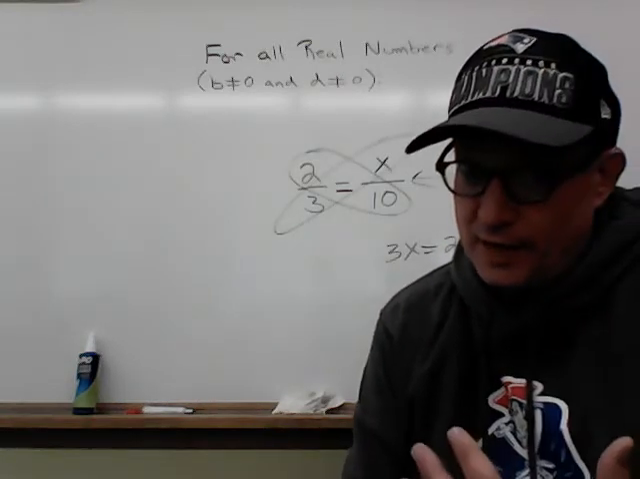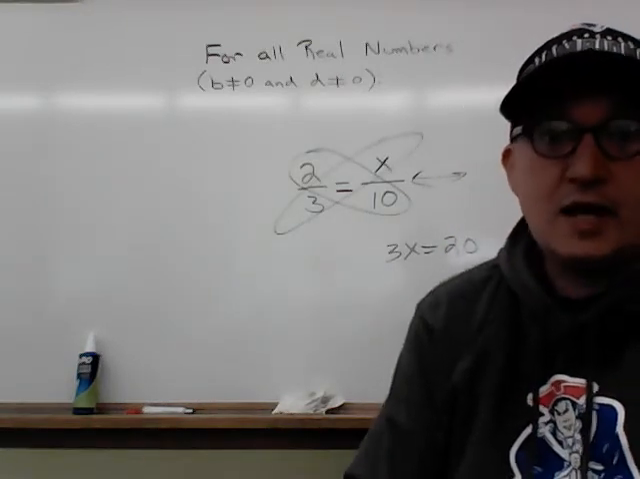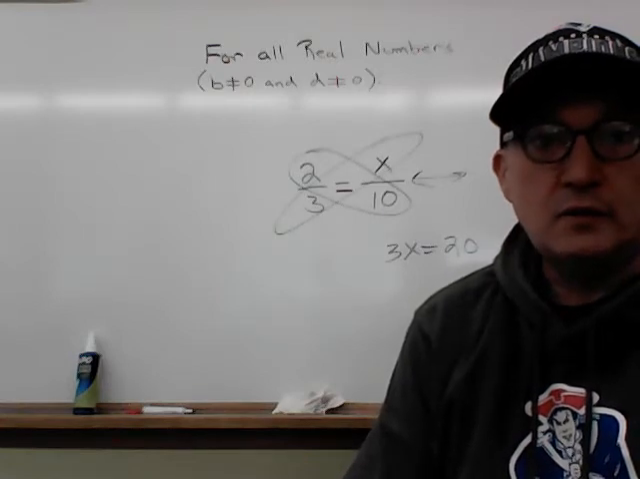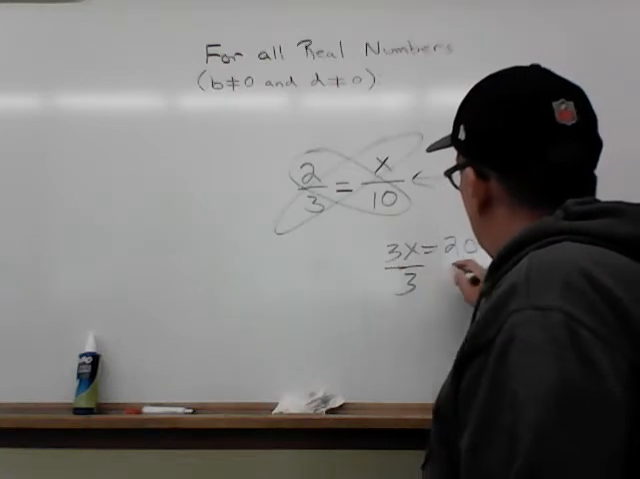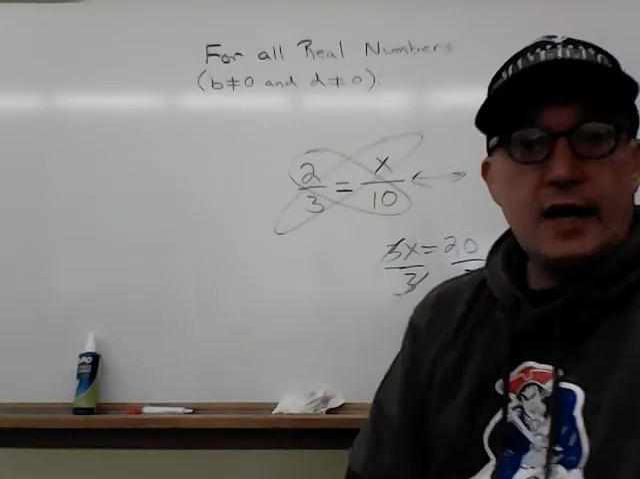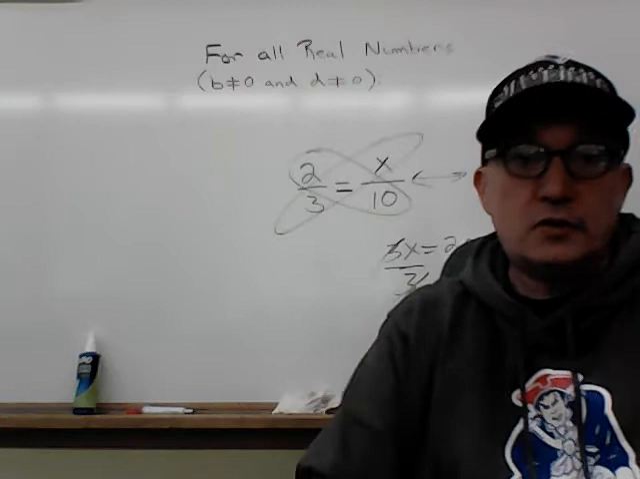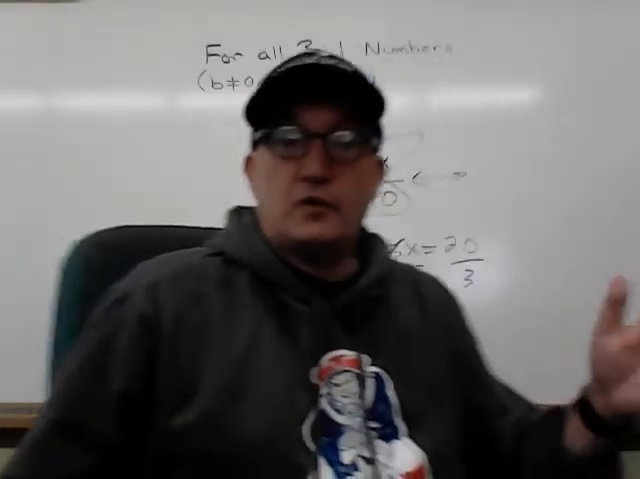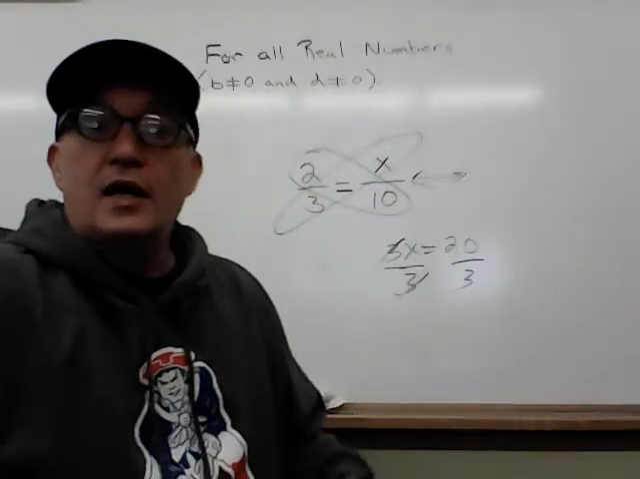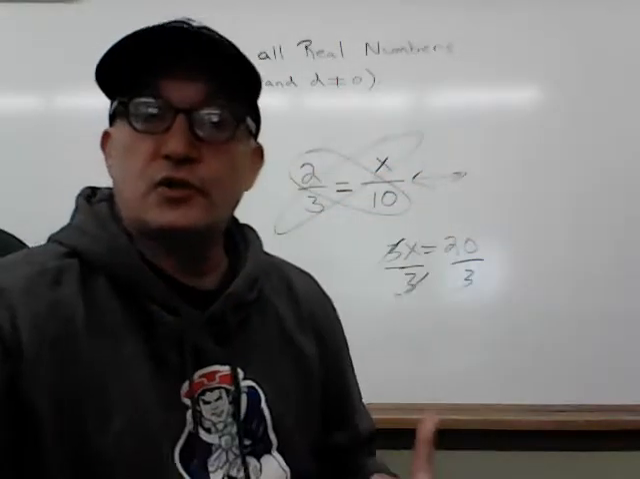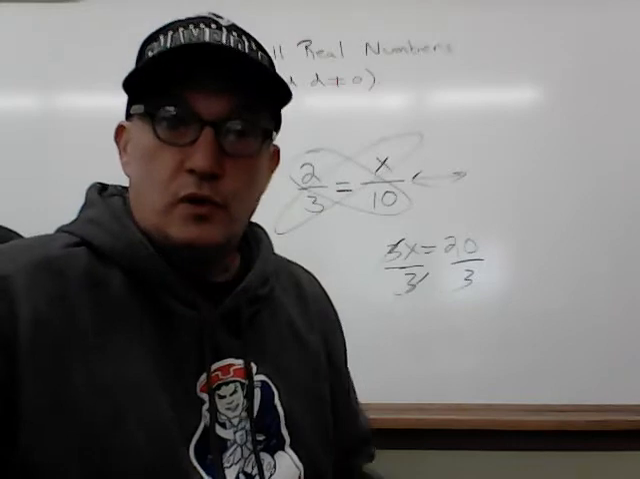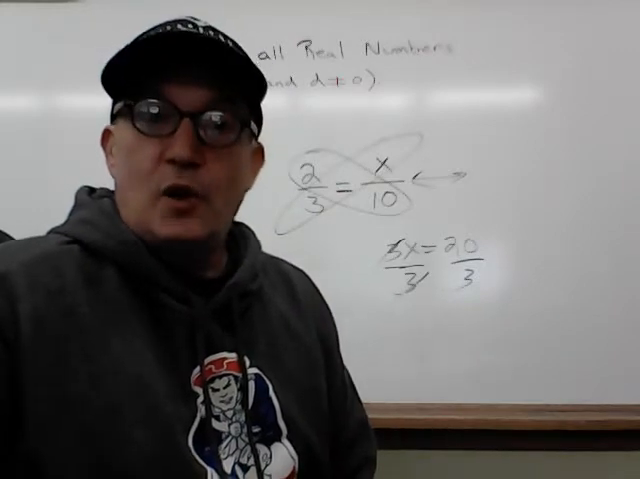Remember last time it was 18, so we got x was 6. This time 3x equals 20. So what's x? Divide each side by 3. And x is 20/3, which is correct. That's the answer. That's what the x has to be in order for the 2 fractions to be equal, which we were told they were. So we had to come up with that x being 20/3.